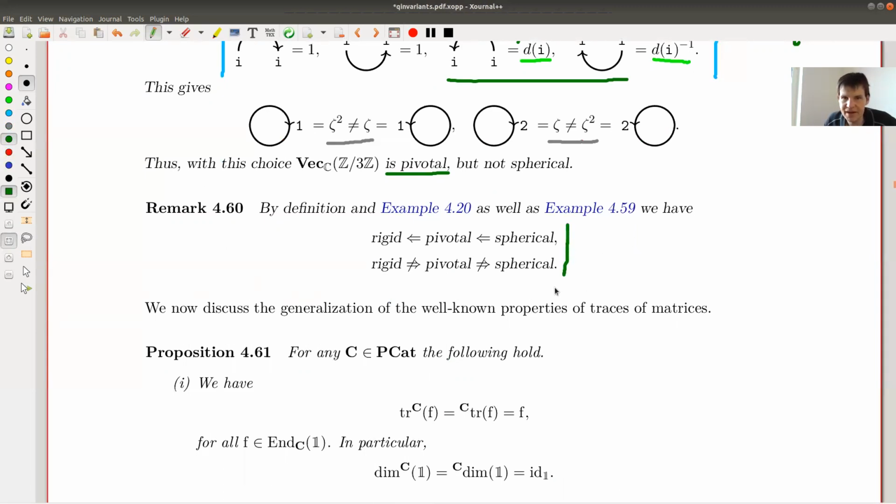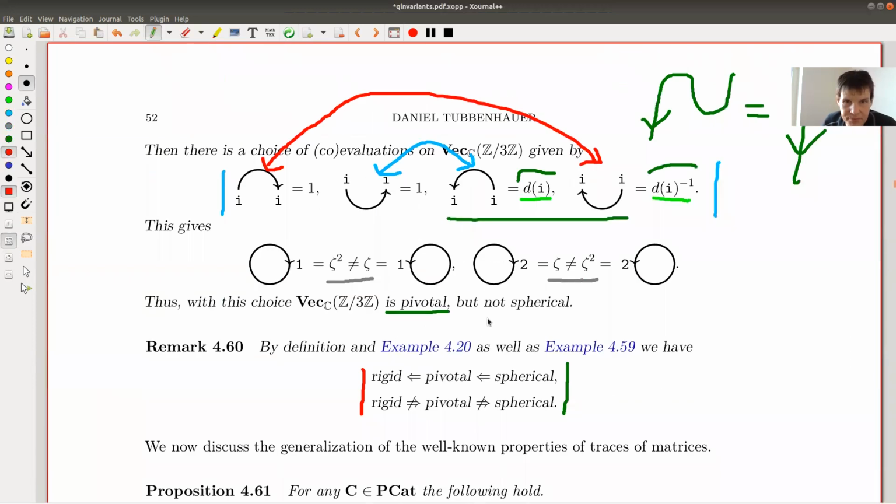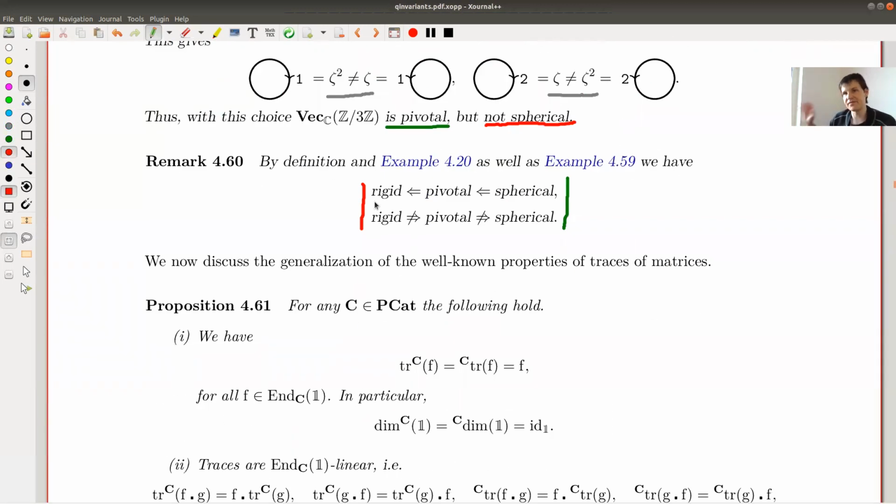the thing I want you to keep in mind is this order. Spherical implies pivotal implies rigid. Rigid is where you allow left and right duals all over the place. Pivotal means left and right duals are the same, and spherical even means left and right evaluations of diagrams, like left and right traces, are the same. The converse is not true. So this, for example, is a pivotal but not a spherical category. There's a hierarchy: spherical implies pivotal implies rigid, but not the other way around.